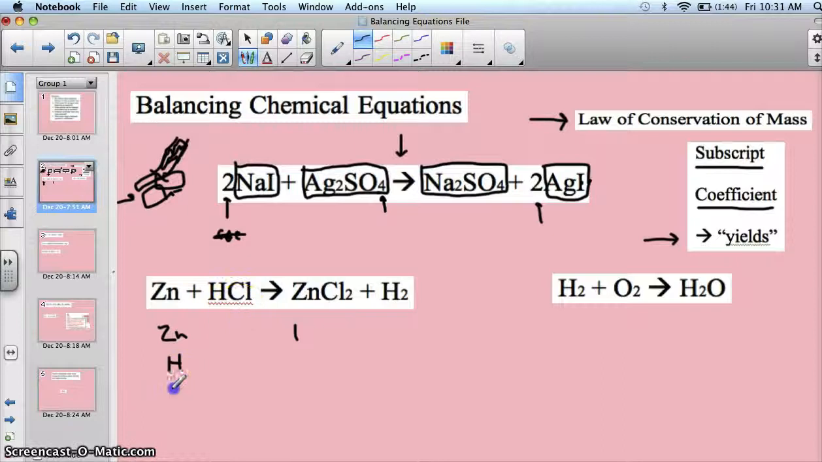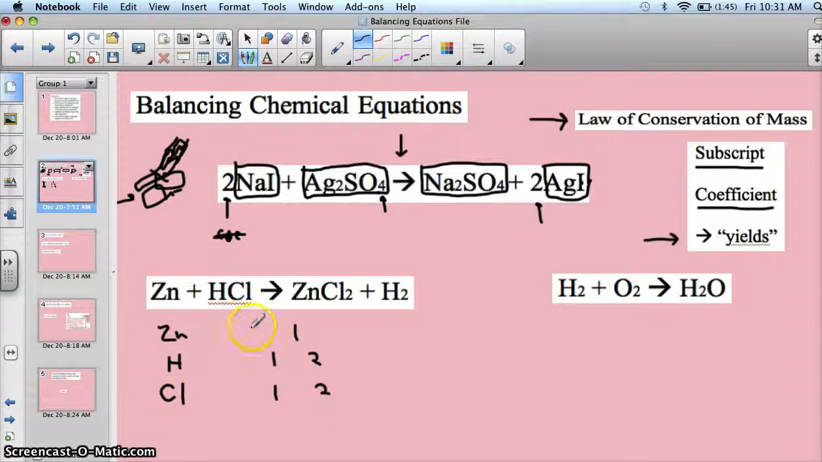So the Cl's, what do we have as far as Cl? We have one Cl here and two Cl here. So we're going to have to make some changes here. So we have one H on one side and two on the other, and same thing with Cl. So we're going to have to make these numbers match. And remember, all we can change are the coefficients. We can't go changing this 2 or this 2 here.